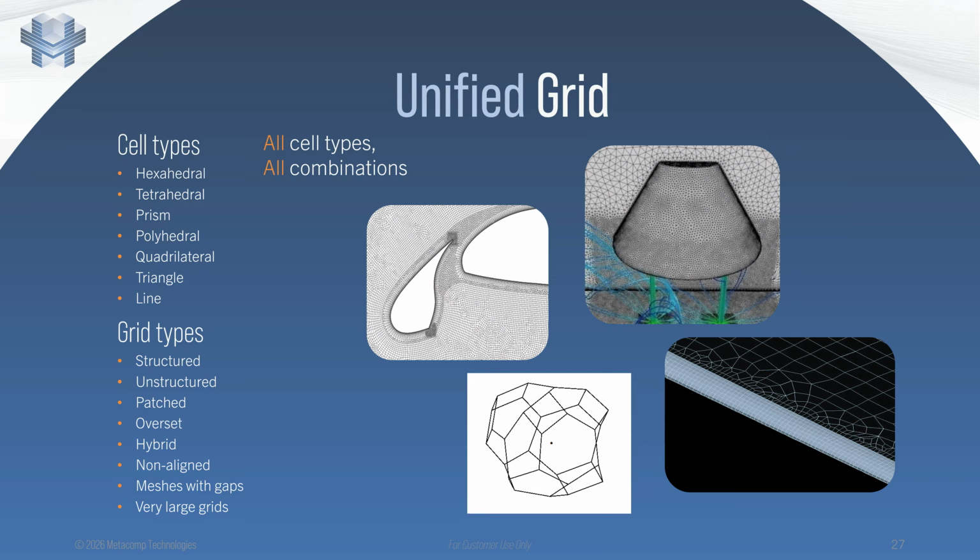Unified grid means that the treatment of different cell shapes and grid topologies is generalized. A single solver becomes equally applicable to all cell types: hexahedral, tetrahedral, polyhedral, and any combination thereof. In addition, the handling of various grid types, structured, unstructured, and non-aligned grid topologies, such as overset grids, is also universal.